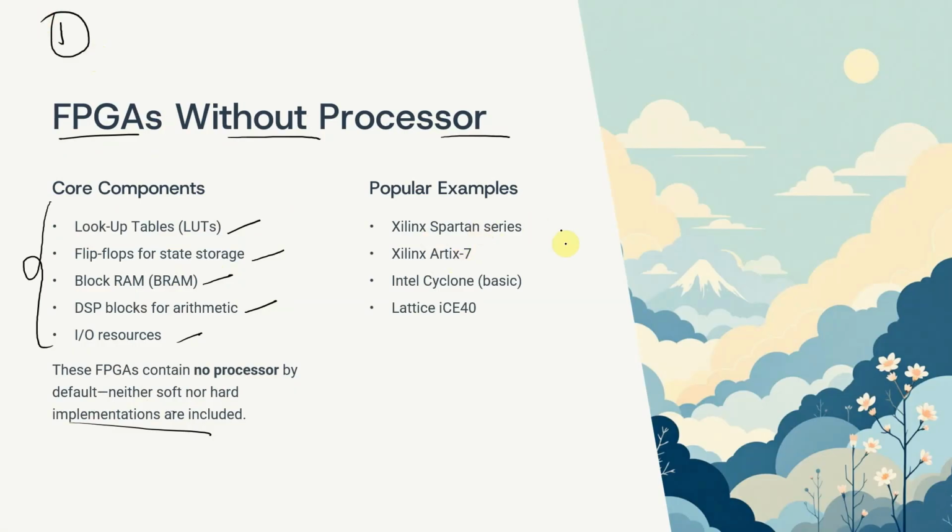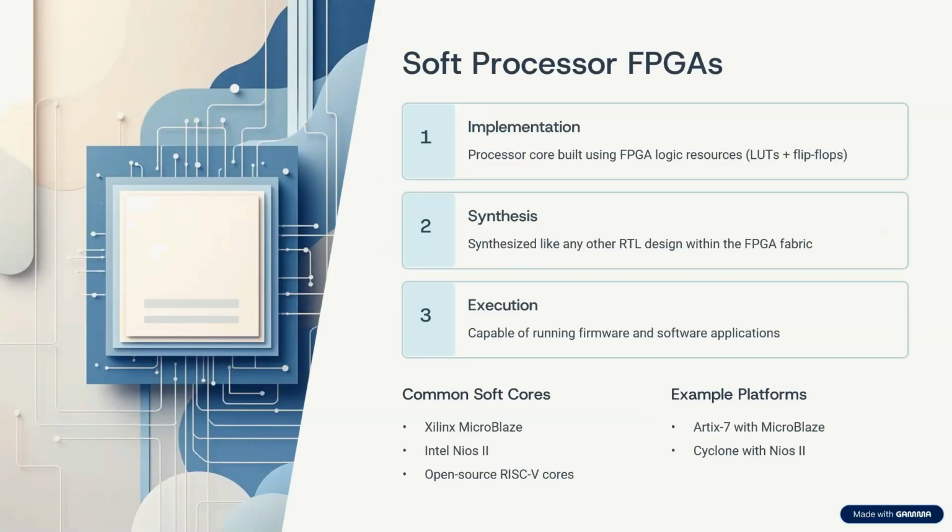Okay. And the examples of this are the Spartan series, Artix-7, Intel Cyclone, or Lattice. These are all examples where you are not going to have any processor inside it. Okay. Now, what is a soft processor?